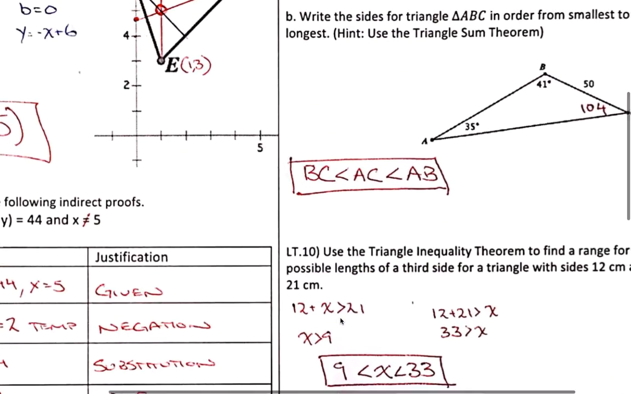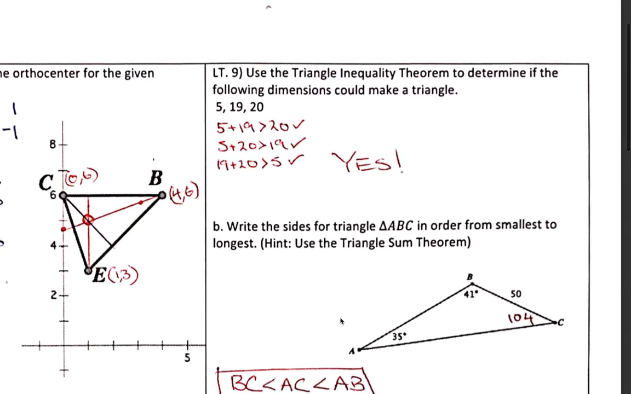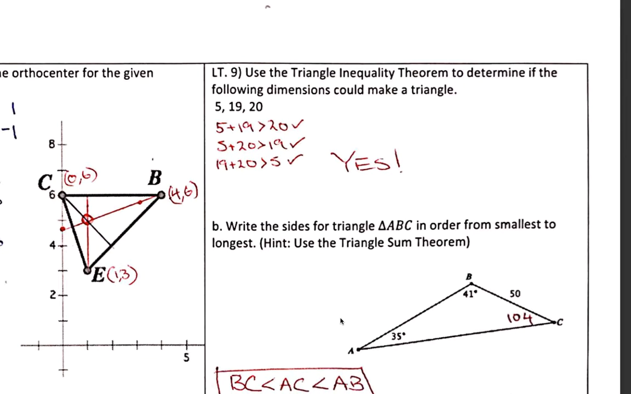All right, sliding over here to the last section. Learning target 9, just use the triangle inequality theorem to see if these do, in fact, possibly make a right triangle, or not a right triangle, but just a triangle at all. And I go ahead and find the sum of each of them. They're greater than the third in all 3 cases, and so, yes.